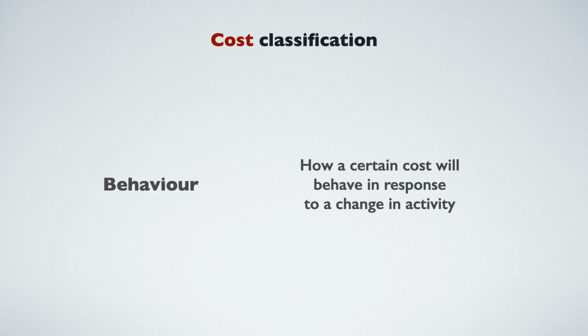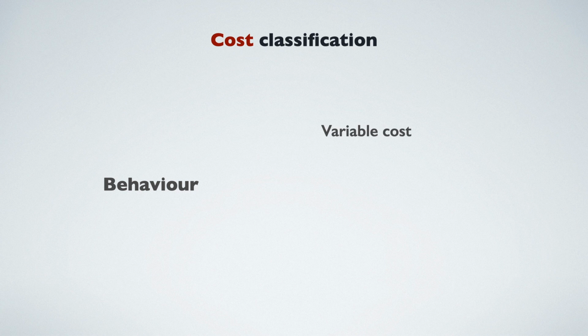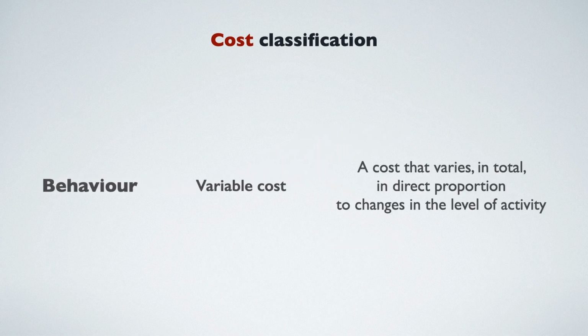Now, according to the behavior aspect, the cost will be divided by the response to a change in activities. As a result, the cost behavior is divided into three types. The variable cost is the most sensitive among the three. The cost changes directly proportionally to the change in activities. For instance, you will need more wood to produce more wooden tables, hence the wood as the direct materials is the variable cost.